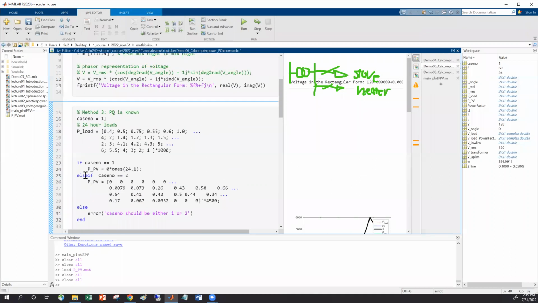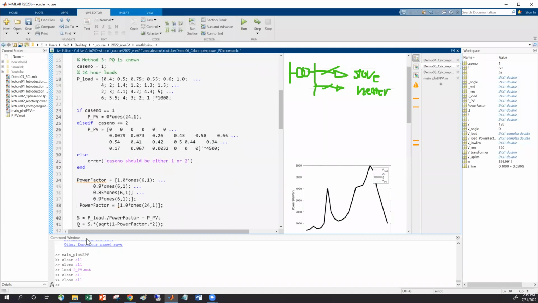So let's put this back and comment out this one. And then if I make them lower, say 0.6, let's see what will happen. This is 0.6.